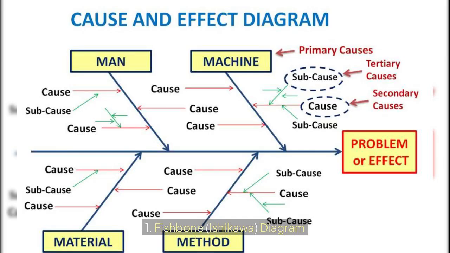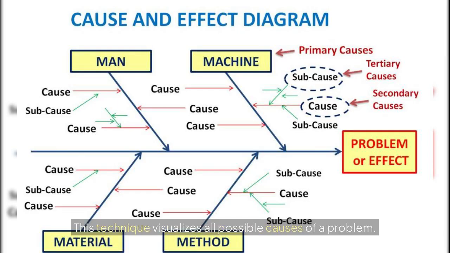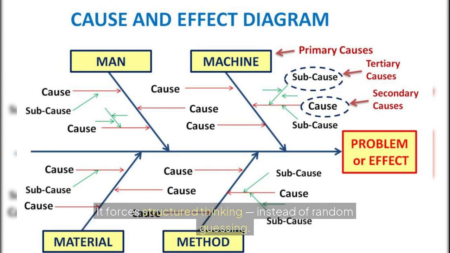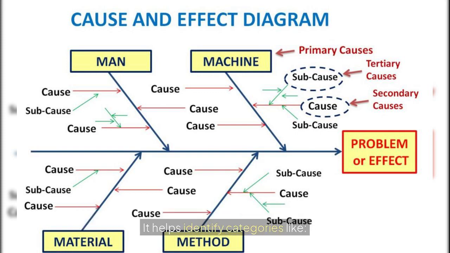Two powerful techniques of RCA. 1. Fishbone, Ishikawa, diagram. This technique visualizes all possible causes of a problem. The effect, the main problem, is drawn as the head of a fish, and the likely causes branch out like bones of the fish. It forces structured thinking instead of random guessing. It helps identify categories like people, skills, roles, communication, tools and systems, processes and workflows, training or documentation materials, data used, environment or external factors.